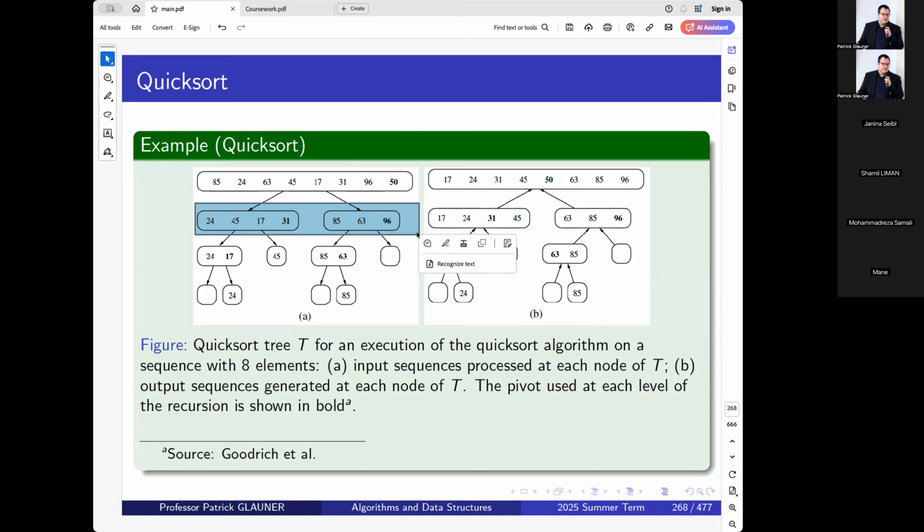And with these examples, it's splitting the data set very well. But imagine what would happen if you pass a sorted data set here. Imagine we're passing this to quicksort, and the rightmost element, the 96, is the pivot. What would happen if I pass this to quicksort?